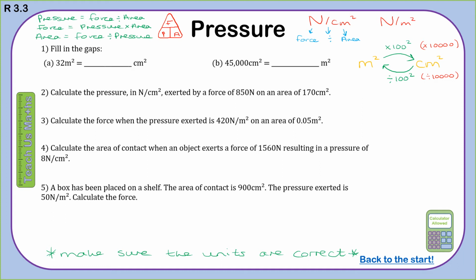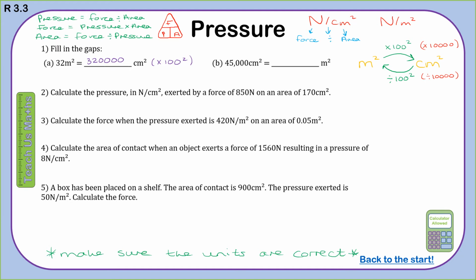Let's have a look at question 1 then. For question 1, we need to fill in the gaps. We have got 32 metres squared and we need to write it in centimetres squared. So to get from metres squared to centimetres squared, we are multiplying by 100 squared. So multiplying by 100 and then by 100 again. So we will get 320,000 centimetres squared.